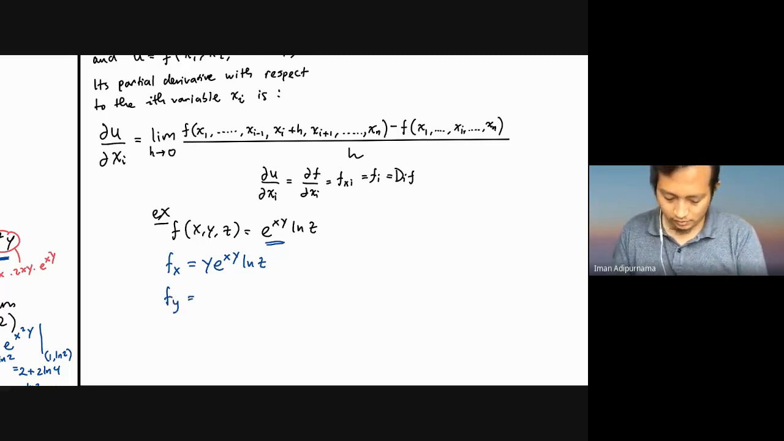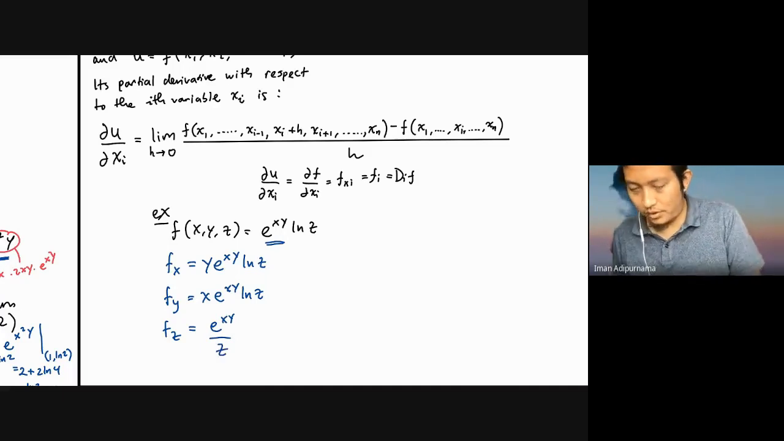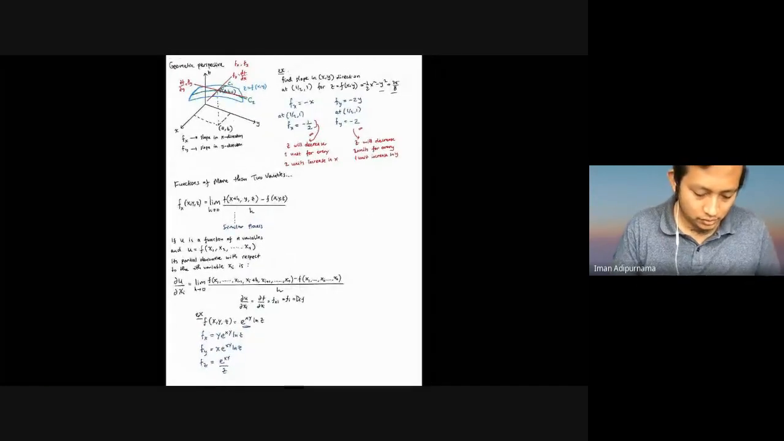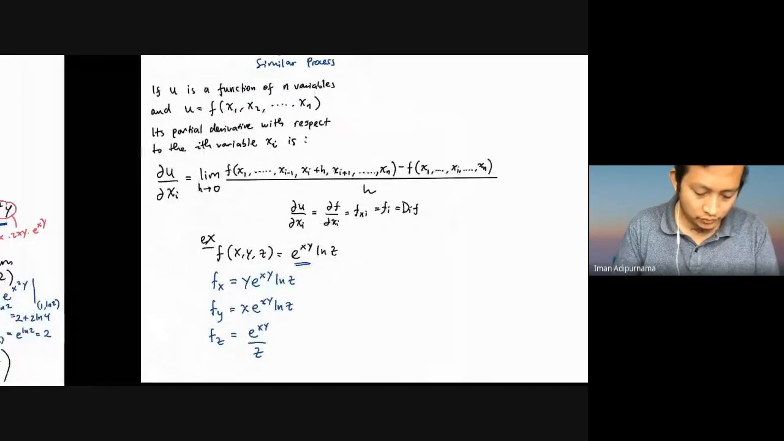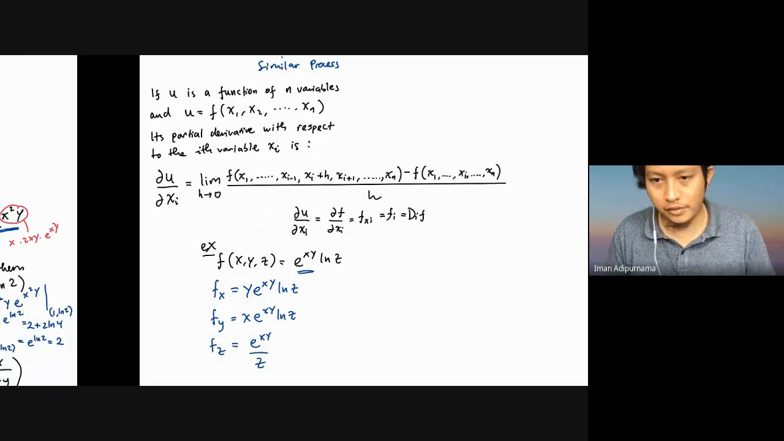And partial y, same thing, but now it's x. And now partial z, we differentiate l and z, it becomes 1 over z, right? So it becomes this, okay? I think that will be an easy example for you. Okay, that's functions of more than two variables. So the idea is just similar to the two variables, but you can have a lot of variables.